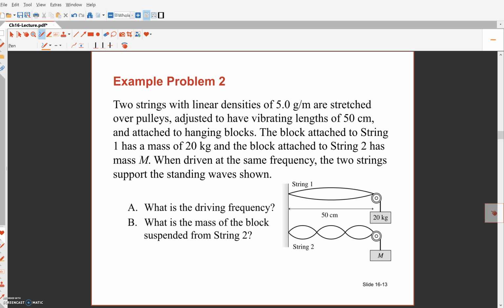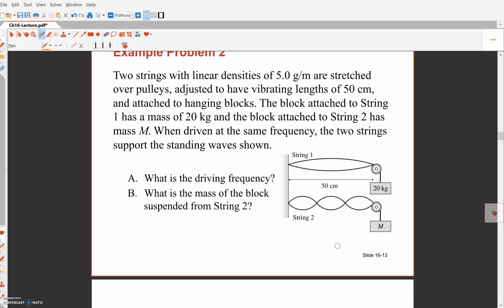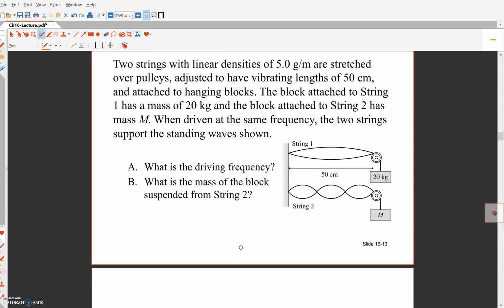A, what is the driving frequency? And B, what is the mass of the block suspended from string 2? Okay, so the first thing we want to do is set up our list of knowns. We see that we have linear densities of 5 grams per meter, or let's put that in SI units so I don't forget later. That's 5 times 10 to the minus 3 kilograms per meter.